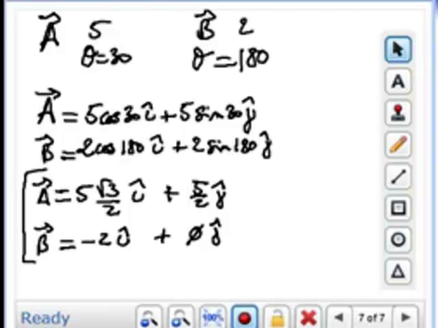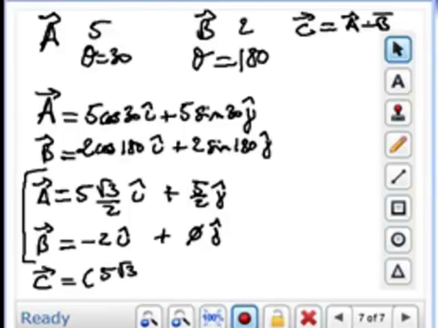So the very important thing is that you only want to add the like terms. So you cannot add an i with a j, or a j with a k, or a k with a t, whatever. You have to add all the i's together, all the j's together, all the k's together, all the t's together. So in this case, if I define vector C as A plus B, then vector C will be 5 square root of 3 over 2 minus 2 i plus 5/2 j plus 0 j. And this is my vector C.